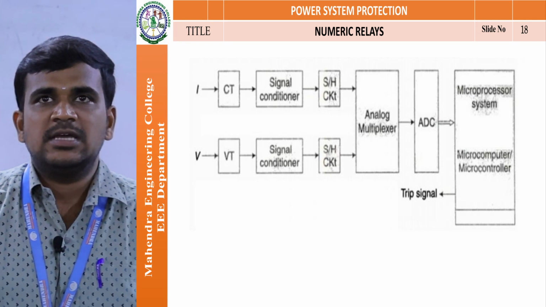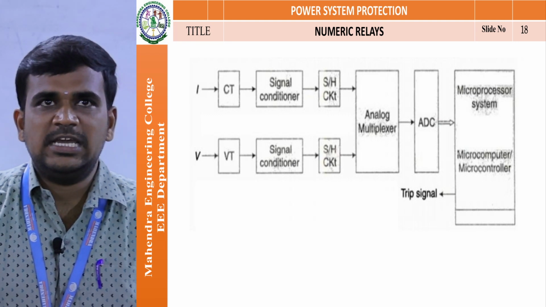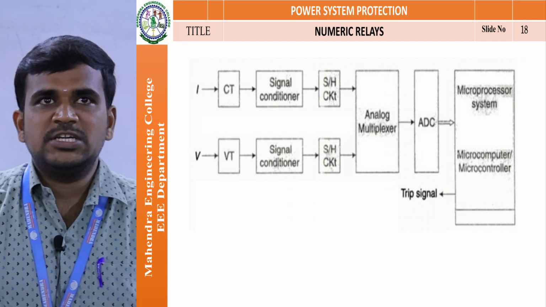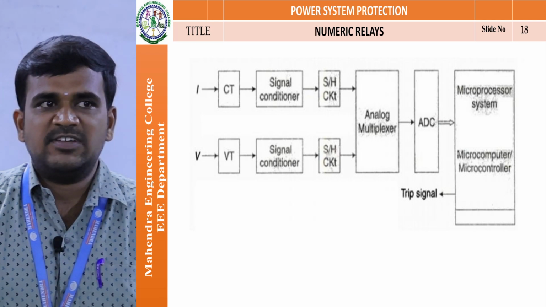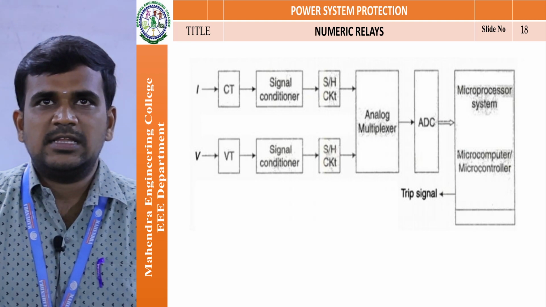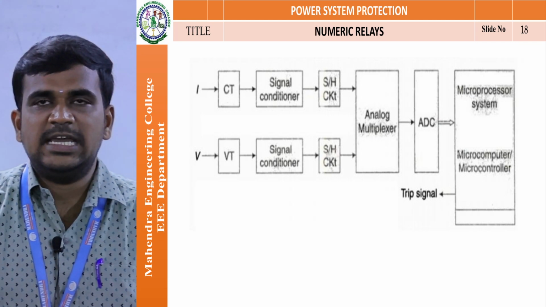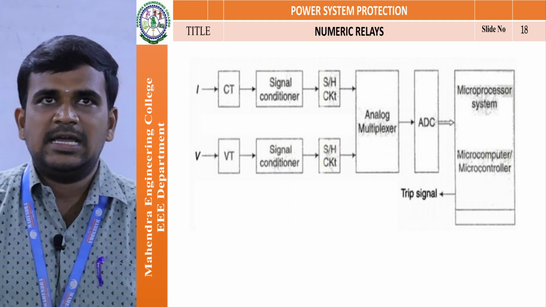Before that, the input goes through the ADC. ADC is nothing but an analog to digital converter. Here also we are going to use two types of input signals. First one is the current signal through a CT, then signal conditioners, then sample and hold circuits. The sample and hold circuit is connected to the analog multiplexer. The analog multiplexer is connected to the ADC. Then finally the ADC is connected to the microprocessor system.